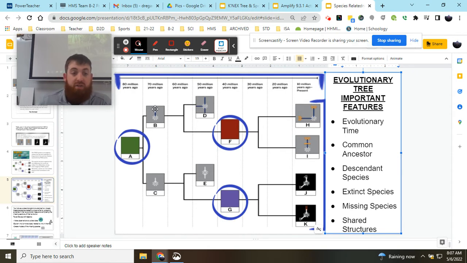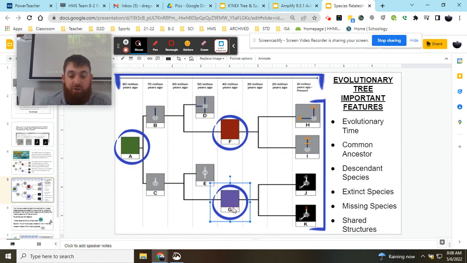Our descendant species change over time, over those millions of years, leading to our final descendant species that we see in present day. We do have some species that went extinct. If you notice, species D and E both went extinct, and we know that because we don't see any descendant species connected from them, and none of their descendants are actually found in the 10 million year old present. We do have some missing species as well, A, F, and G.